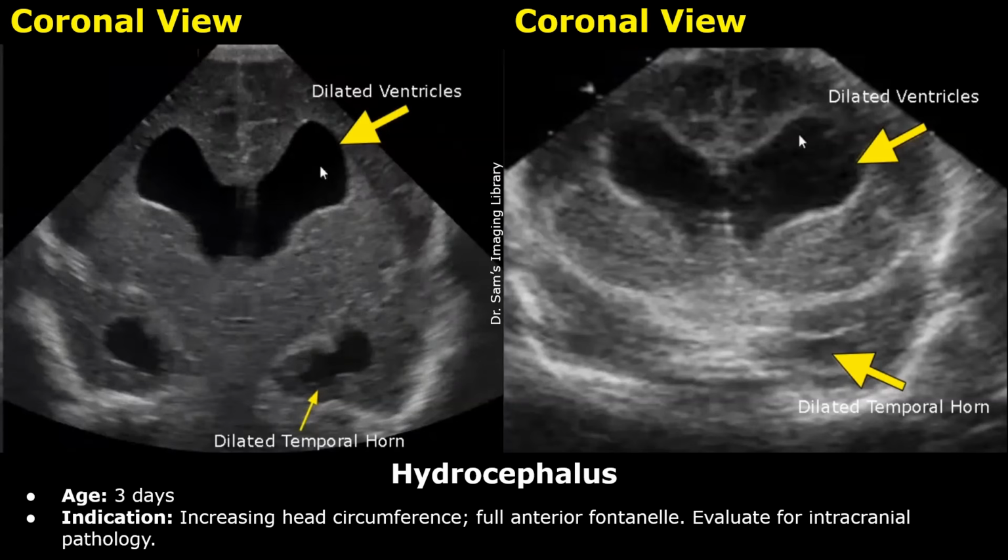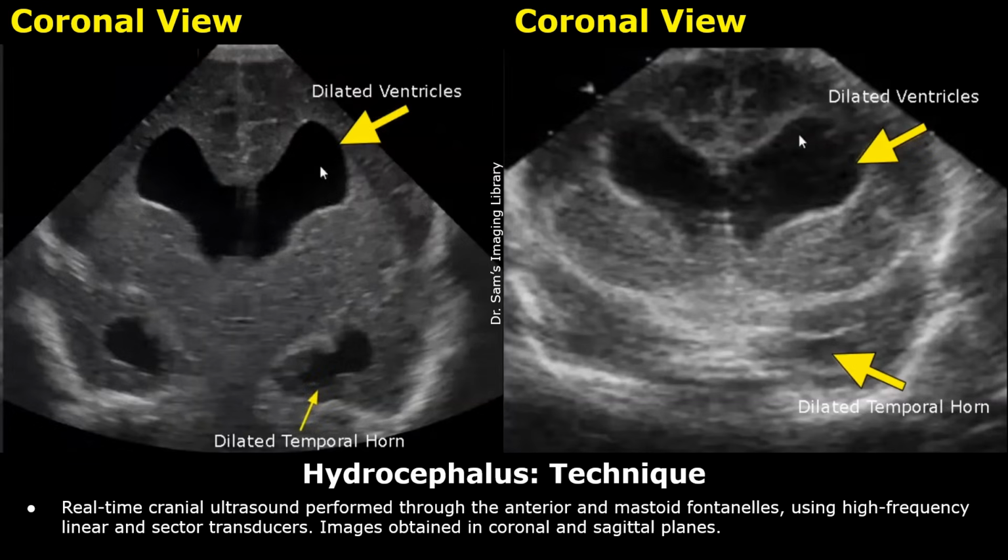Our first pathology is hydrocephalus, in which there is ventriculomegaly due to abnormal buildup of CSF. Age is 3 days, and clinical indication is increasing head circumference, full anterior fontanelle. Evaluate for intracranial pathology. This is the technique. Real-time cranial ultrasound performed through the anterior and mastoid fontanelles using high-frequency linear and sector transducers. Images obtained in coronal and sagittal planes.